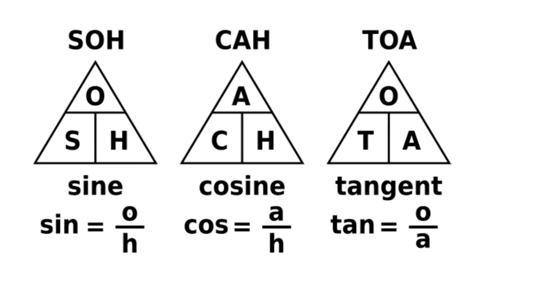So there's this mnemonic here we're going to have to remember. It's SOH CAH TOA. Now, sine is S, opposite over hypotenuse. Cosine is C, adjacent over hypotenuse. And tangent is opposite over adjacent.